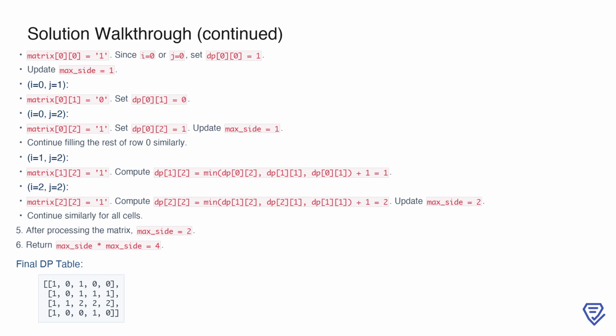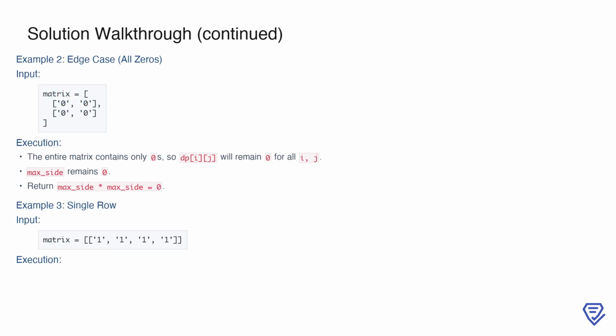After processing the entire matrix, the largest square has a side length of 2, and its area is 4. The final dp table shows the progression of values as we processed the matrix. To better understand edge cases, let's look at a matrix that contains only zeros. Here, since there are no 1s, every dp value remains 0, and max_side does not change. The result is an area of 0.